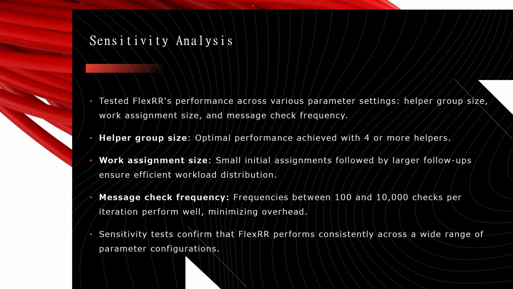Sensitivity analysis: we tested FlexRR performance across various parameter settings: helper group size, work assignment size, and message check frequency. Helper group size: optimal performance is achieved with 4 or more helpers. Work assignment size: small initial assignments followed by larger follow-ups ensure efficient workload distribution. Message check frequency: frequencies between 100 and 10,000 checks per iteration perform well, minimizing overhead. Sensitivity tests confirm that FlexRR performs consistently across a wide range of parameter configurations.